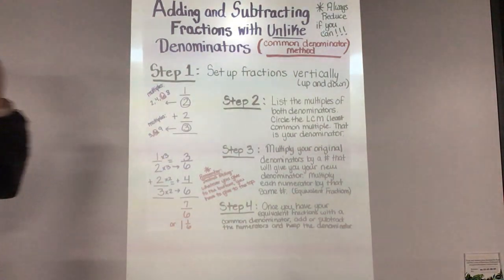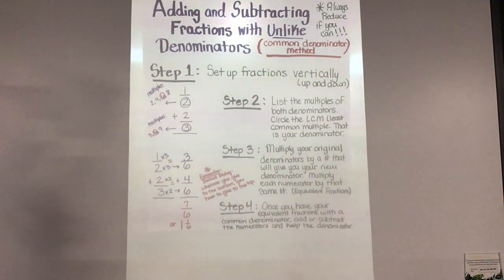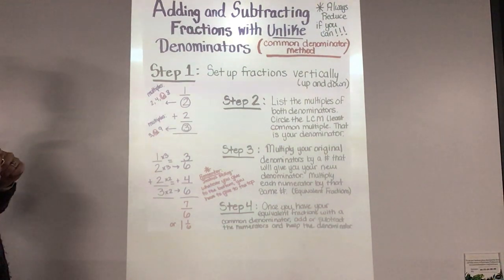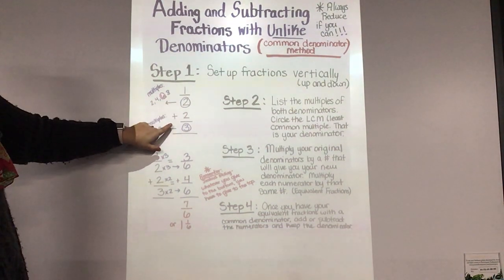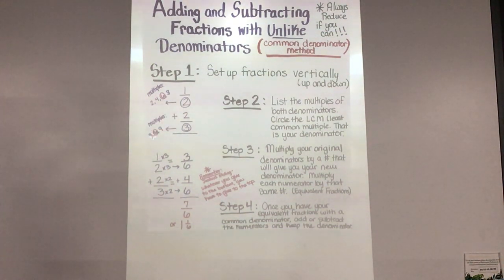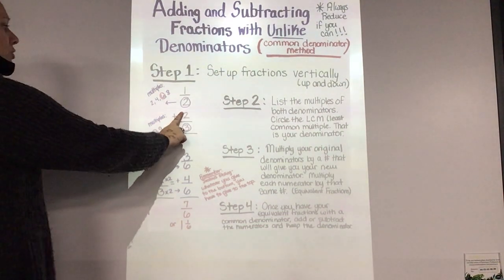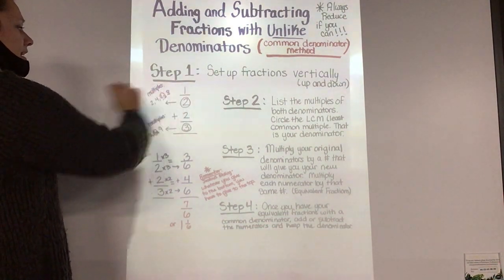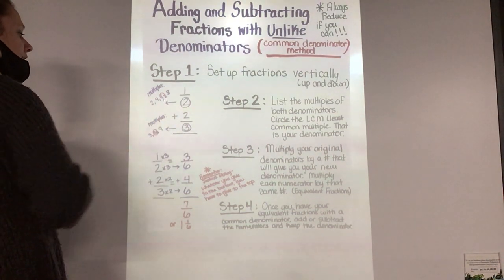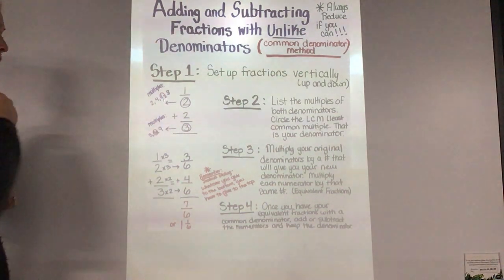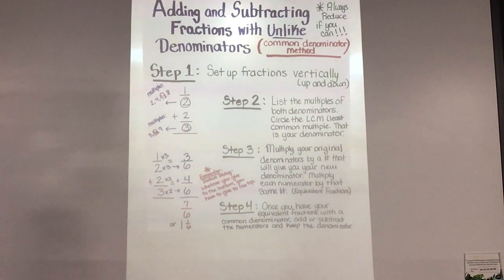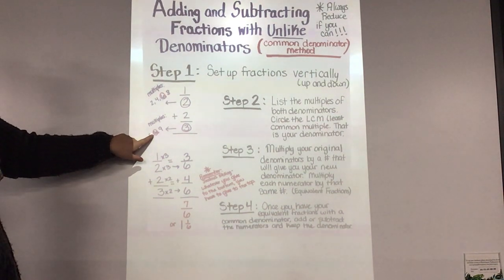Okay? So step one is that we're going to set up fractions vertically, meaning up and down. So they have 1/2 plus 2/3 as our example here. Step two is we are going to list the multiples of both denominators. And we've been practicing that. We've been listing multiples. So for 2, they made a list, 2, 4, 6, 8. For 3, they made a list, 3, 6, 9. Well, what's the smallest one that they had in common? Now, LCM, least common multiple, they circled was 6.